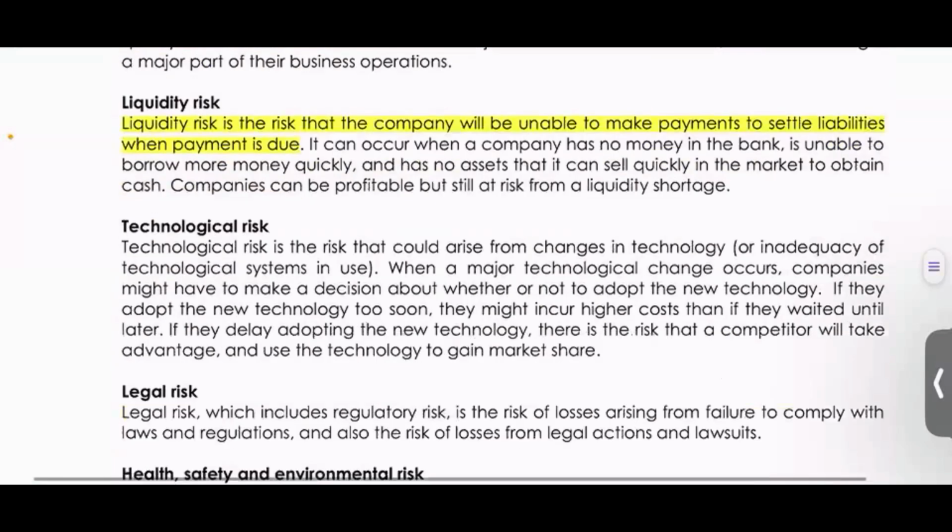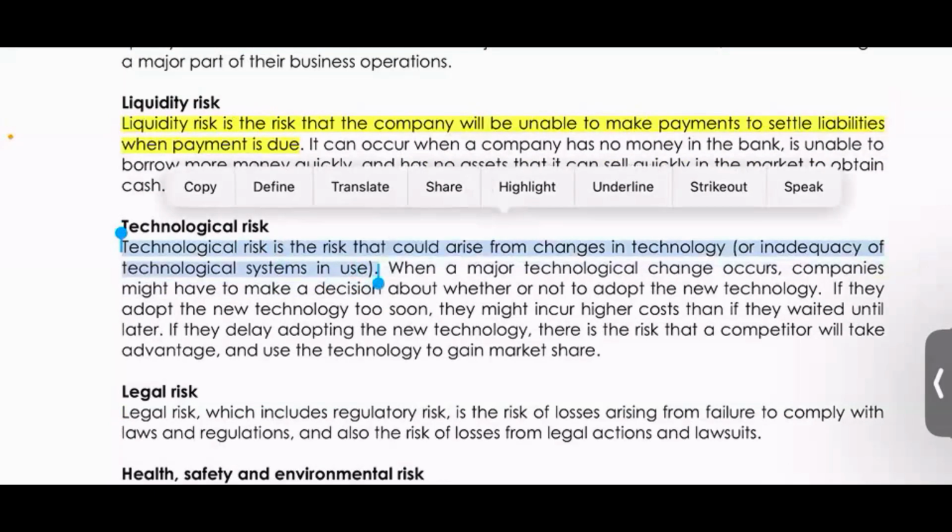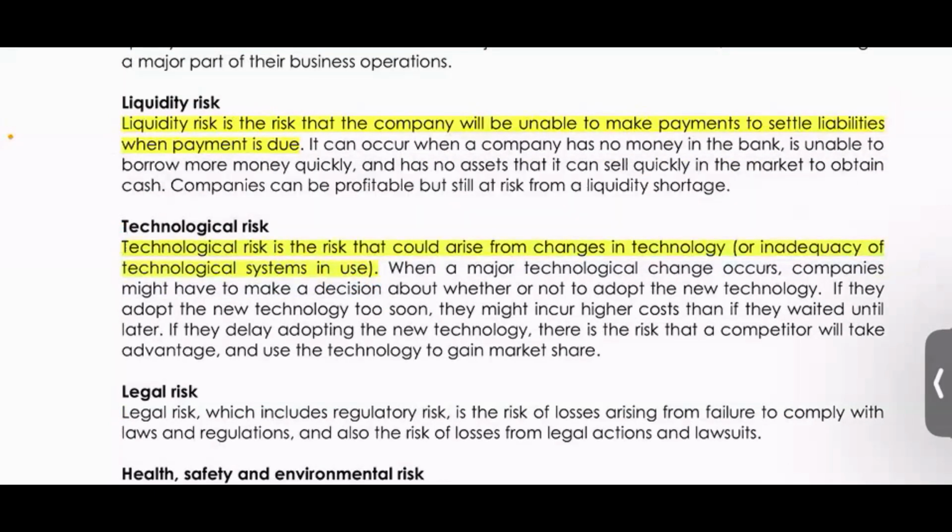The last one for Ms. Aisha. Yes. Technological risk is the risk that could arise from changes in technology or inadequacy of the technological system in use. Okay, you can continue. Let's read.